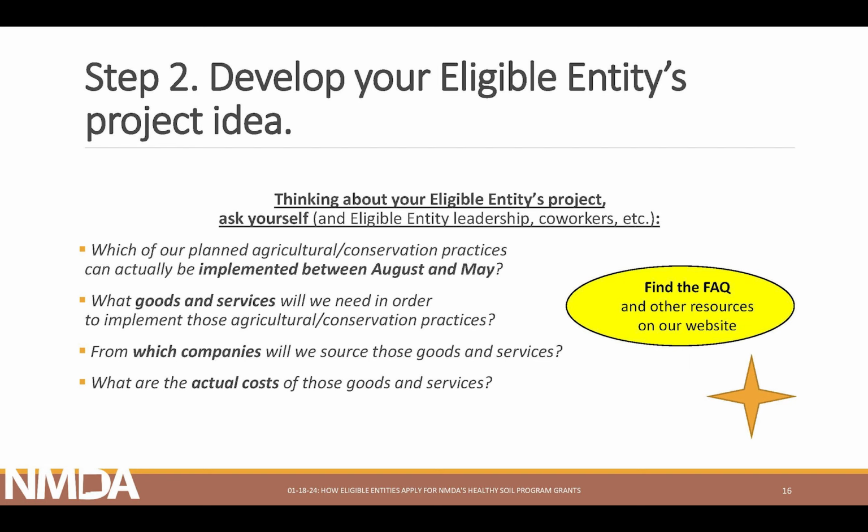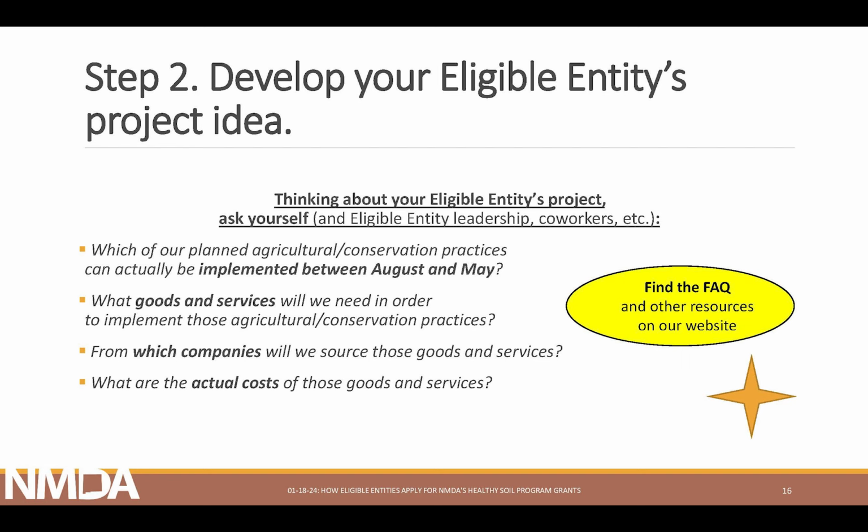In addition, you need to start researching what goods and services will we need in order to implement those conservation practices. So you start researching, based on the practice, what is it we are going to need to purchase to actually implement those. You also need to decide from which company you're going to source those goods and services. And finally, what are the actual costs of those goods and services? So these are all things to have in the back of your mind as you're developing an idea. Where do we want to focus this project? What are the priority resource concerns that we've identified in our area that we're going to focus on, and what kind of ag practices are we going to utilize, and then what's it going to take to actually implement those?